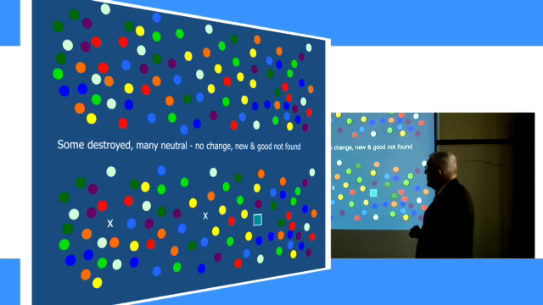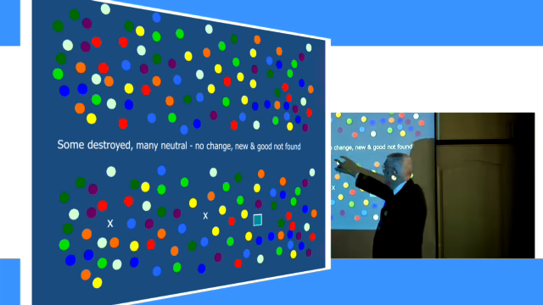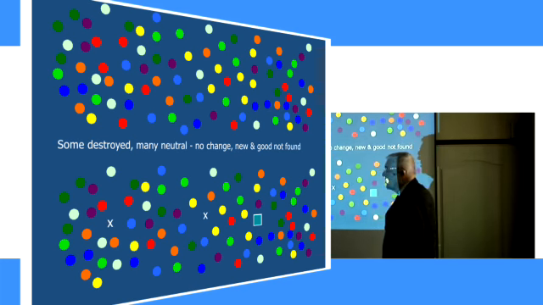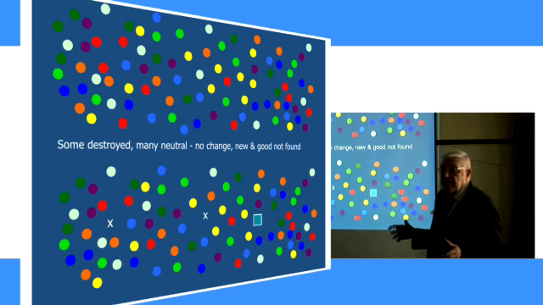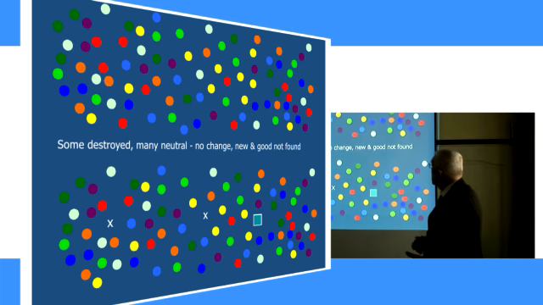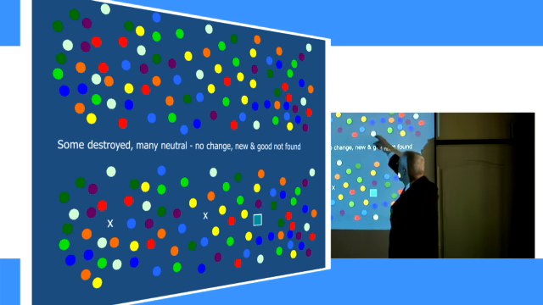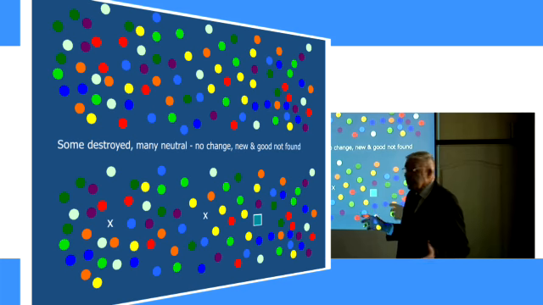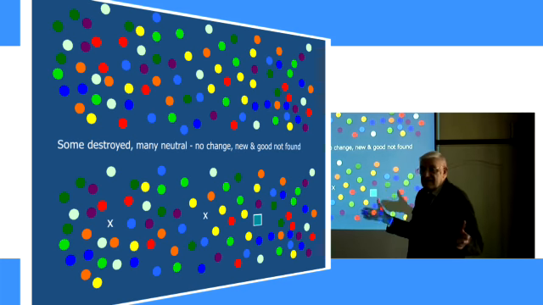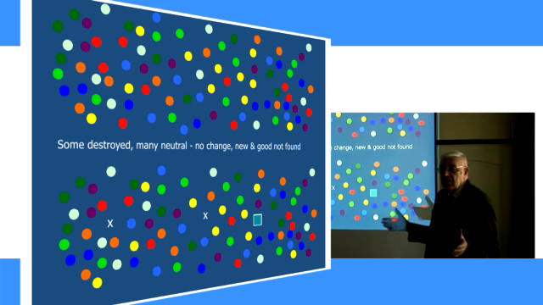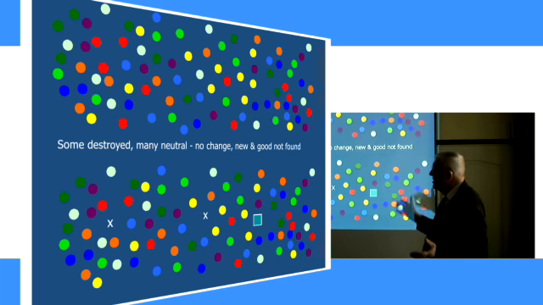Then we have some mutations which are neutral. There are many neutral mutations. What does a neutral mutation mean? It means that there is some change, but it has no effect on the functioning of the organism. So if this individual mutates, but there's no change in its functioning, we still have it. It's the same as it was. There's no effect on the population.